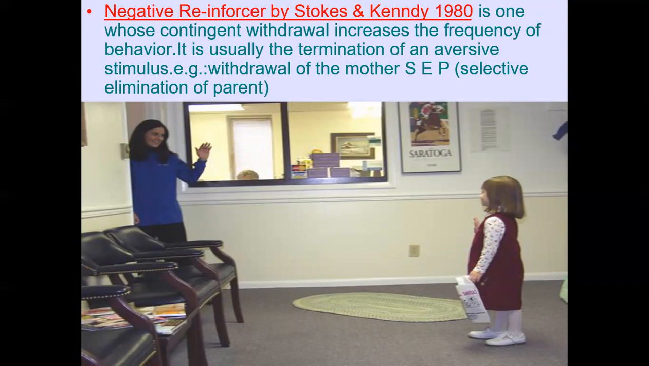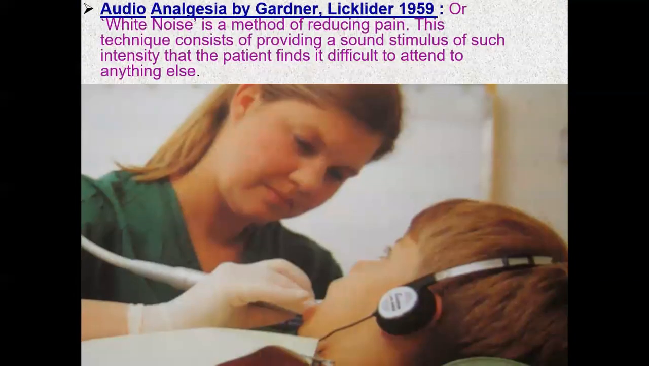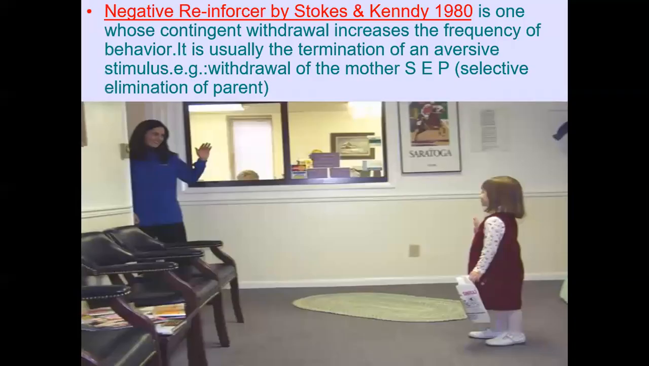It's usually the termination of an aversive stimulus. An example is the withdrawal of the mother, where you're not actually withdrawing; the mother is not going out. It's like a selective elimination. You'll say, if you don't sit properly, the mother will go. And the mother will say, yeah, bye, I'm going. So what happens? The child wants the mother to be in the operatory, so automatically the child will start showing positive behavior. So till here, these are the things you do to modify the child's behavior.